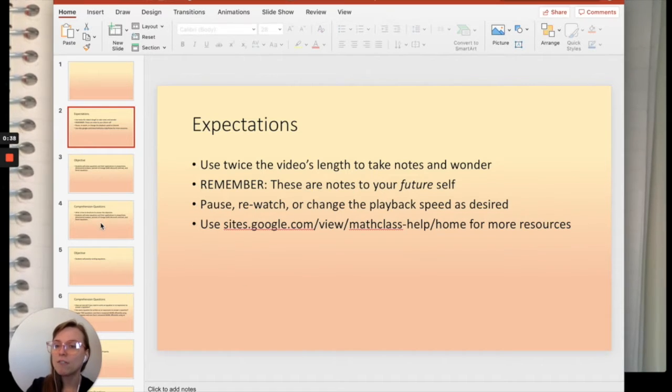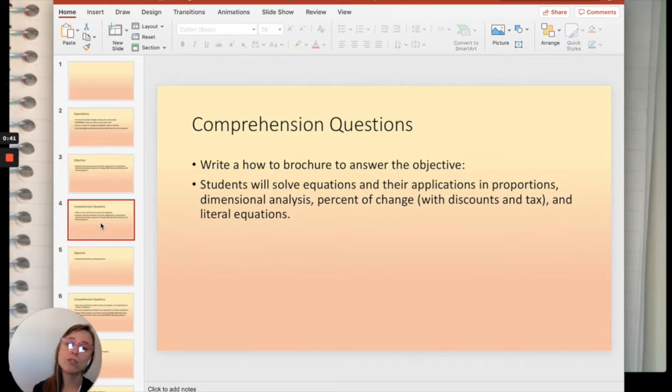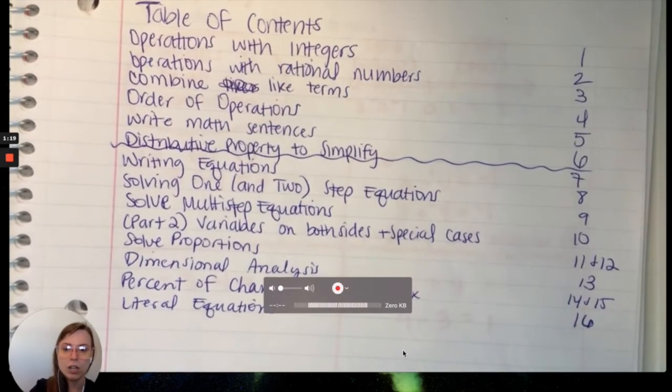And then just remember our final comprehension question at the end. Your goal is to write a brochure to answer our objective. So we've gone over proportions and dimensional analysis, percent of change with discounts and tax, and today we're on literal equations. So make a little section on each of the brochures, make an interactive Google Slides that's hyperlinked to everything, whatever you want to do, but make sure that it's something that you can access and that you actually will benefit from. Make it for a partner. Maybe they make one for you and you make one for them and you switch. And make sure that it's legible and they can understand exactly what you're saying and what steps and what's your logic and how you interpreted it, because everybody will interpret the math in a different way and process it a different way.